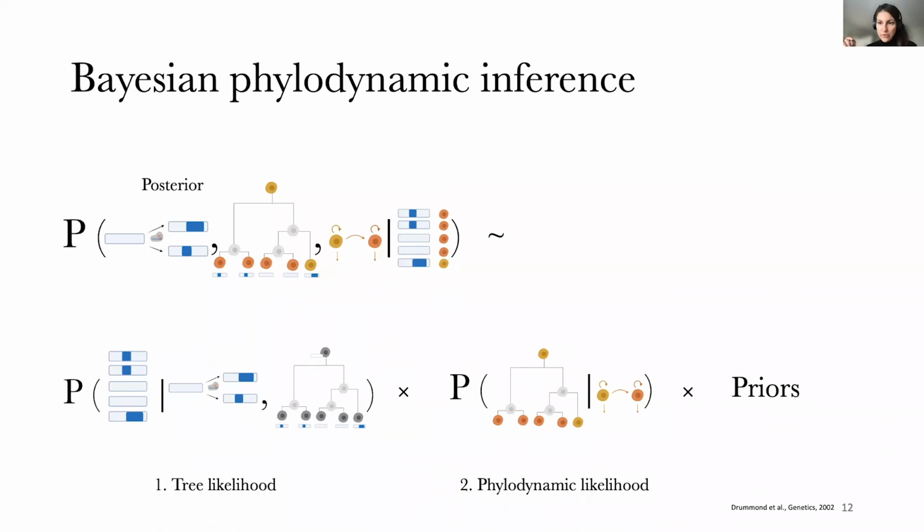The posterior distribution is now our quantity of interest. And this is nothing but the probability of our model parameters given our input. And this posterior factorizes into the tree likelihood and the phylodynamic likelihood and some parameter priors. And now the tree likelihood is the probability that we see our alignment given a particular tree and a particular set of scarring parameters. And the phylodynamic likelihood is the probability that we see a particular type change along this tree given the set of the population dynamic parameters.